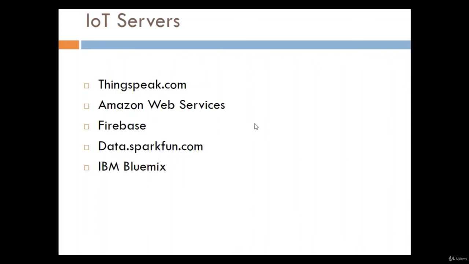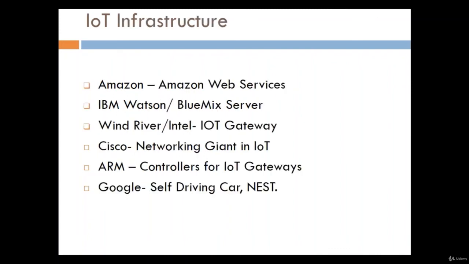All these servers are basically making our life easier in transferring data to them and then analyzing that data at the cloud level. Once the data is in the cloud, a person anywhere who has connectivity to the internet will be able to look at this data and analyze it. That is the importance of these IoT servers in all these applications.